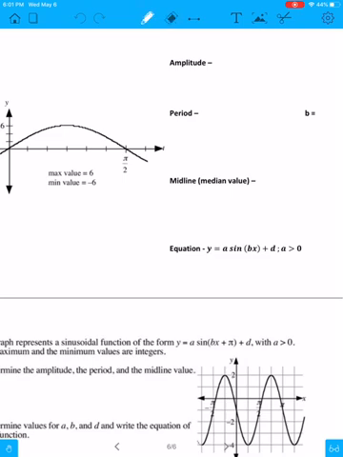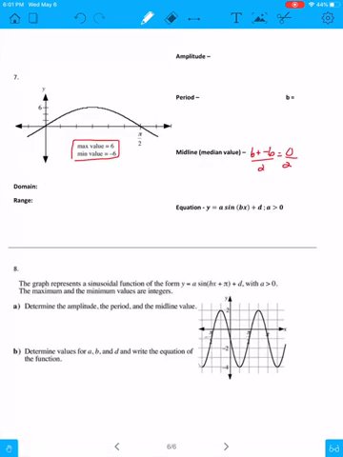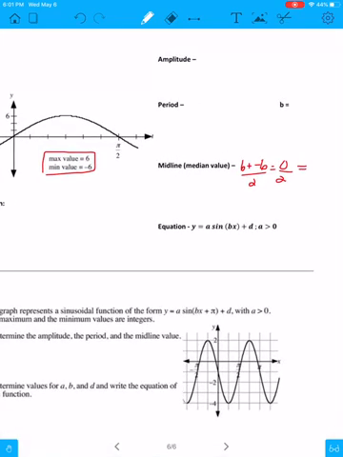The next one gives us our maximum value of 6 and our minimum value of -6, so we can just use them. So we're going to go 6 plus -6 divided by 2, which is 0 divided by 2, which is 0. So our median value is 0. Our midline is y equals 0, which once again is our x-axis.